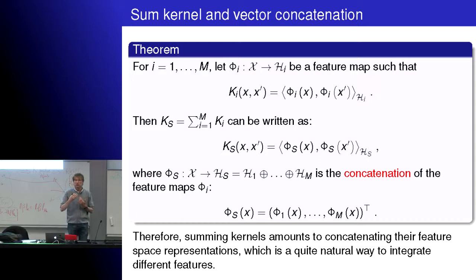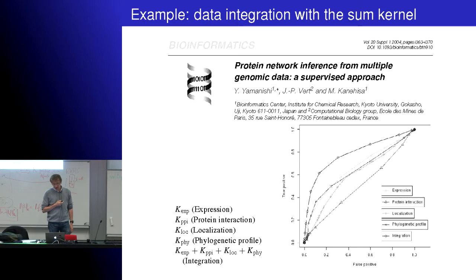And there are many cases where this is just one possible application, where you want to solve a problem where you have four types of different data, so it's again in biology. Here you want to predict interactions between proteins. You have data called expression, interaction, localization, phylogeny, etc. For each of them, you can make a kernel. Each individual kernel leads to some ROC curve, so more or less good.